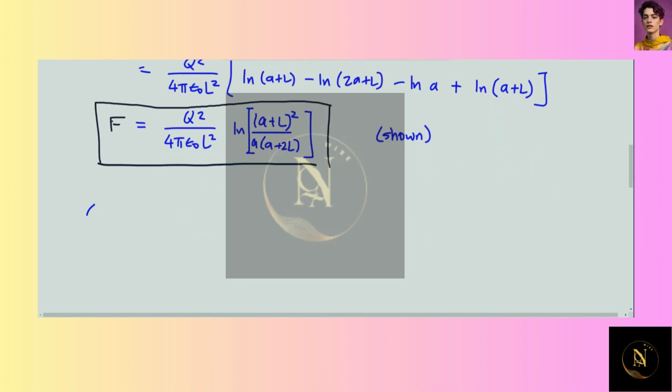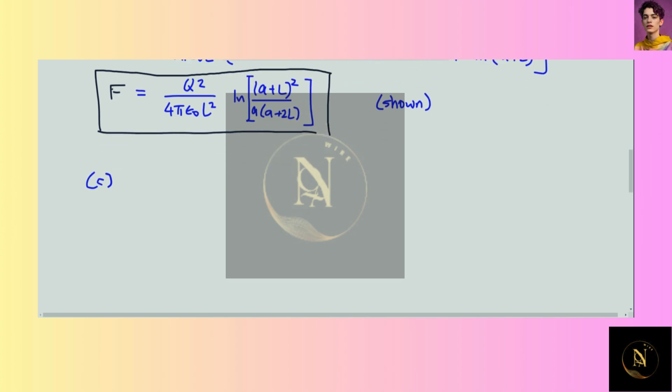Next, in part C, we want to calculate what happens when A is much greater than L, and show that the expression in B reduces to a point charge formula. So this is what we do for A much greater than L. This means that L over A is much less than 1. We are also given the expansion for natural log for small z, so we can do something to the natural log expression that is given to us.